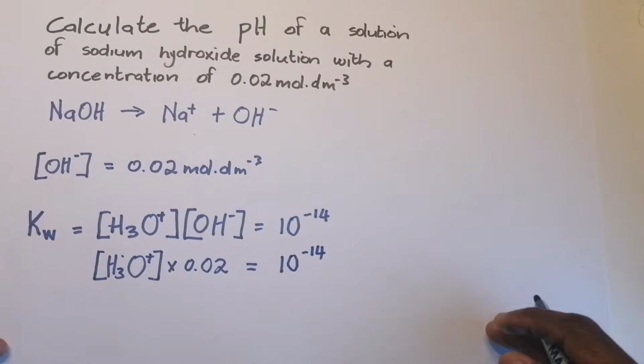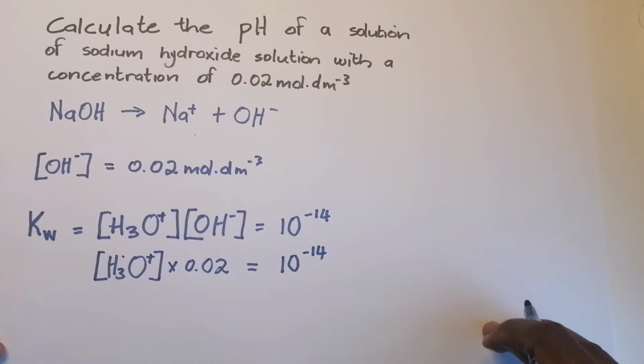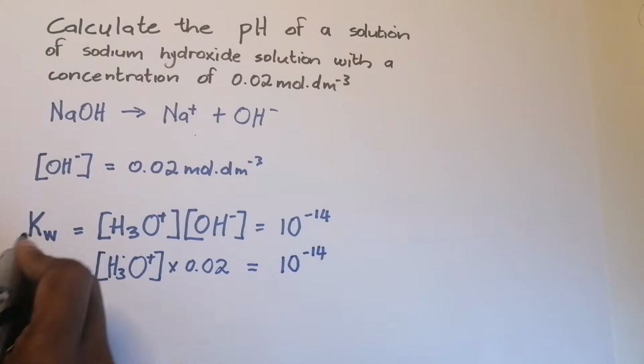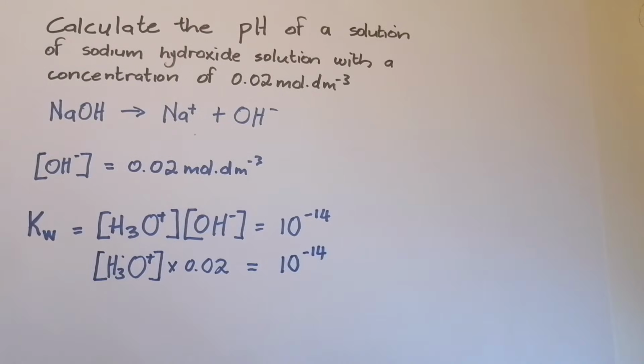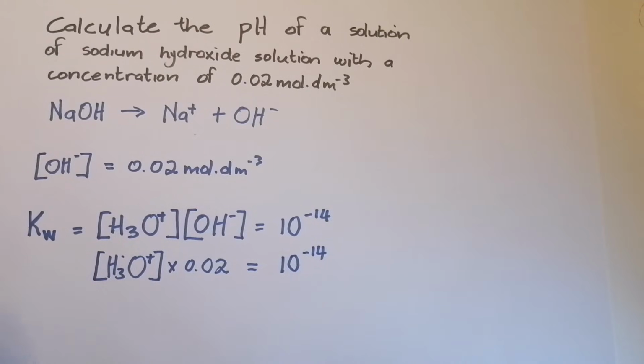And remember, ladies and gents, this takes place at 25 degrees. So should they give us another temperature, they need to give us another ionization constant. But of course, in most cases, we will be given that value at 25 degrees. And by the way, please remember that you have this in your formula sheet.